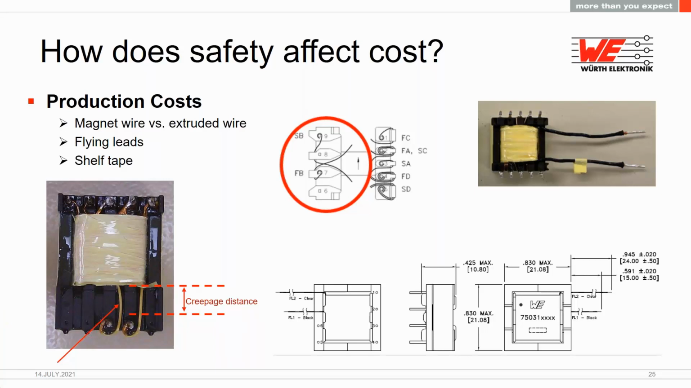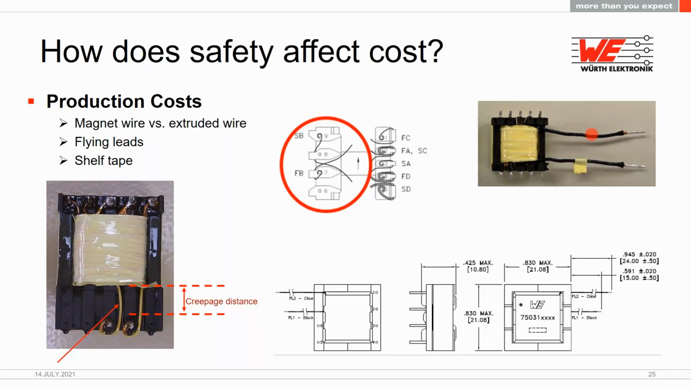The shelf tape and extended rail methods of meeting safety will have all the windings terminated to a bobbin terminal and then soldered. The flying lead method, on the other hand, will have a defined length of flying lead that must protrude off the side of the transformer itself.